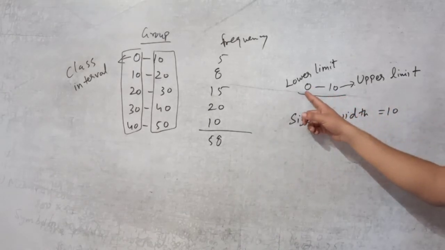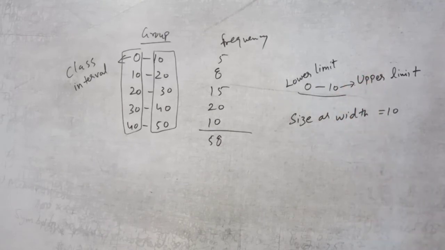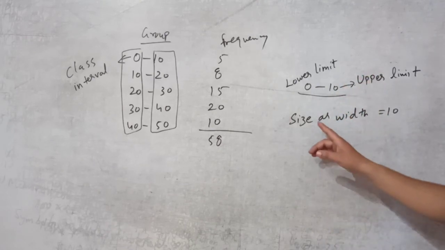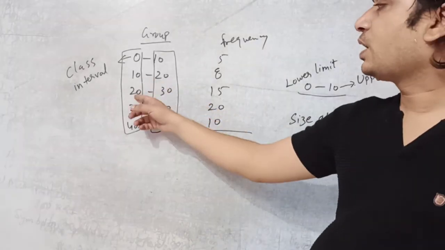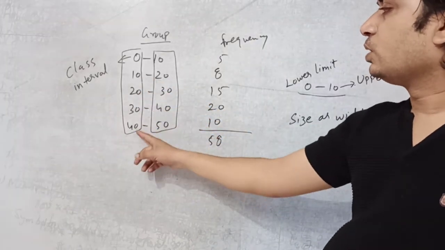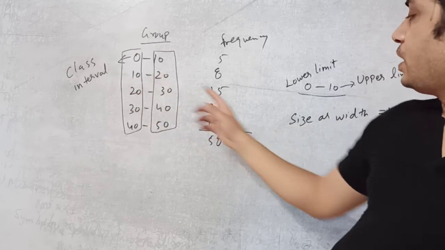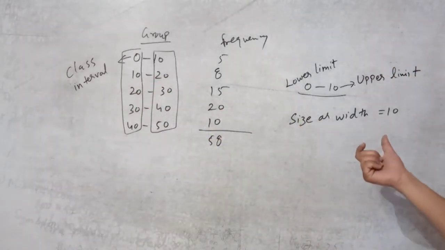From 0 to 10, how much size we are having? 10. So if we start from here 0 to 10, how many numbers will come? 10 numbers will come. So size or the breadth will come how much? 10. See, everywhere how much difference we are having? 10 difference we are having. This 10 difference that we are having here, that is known as the size or the breadth.